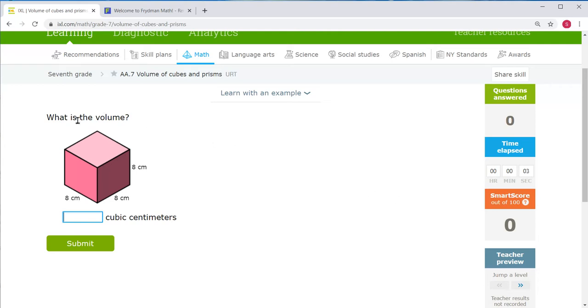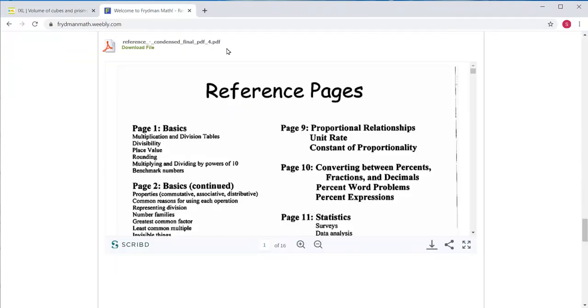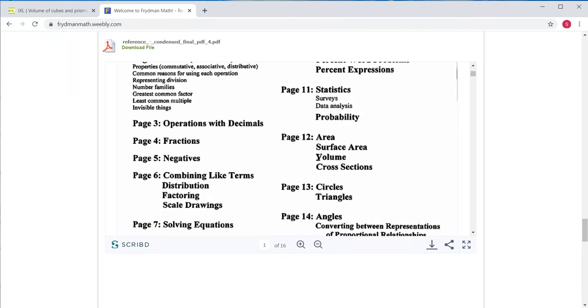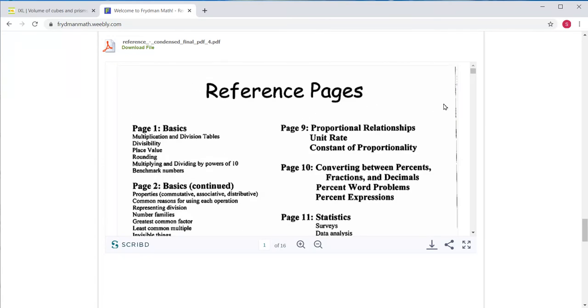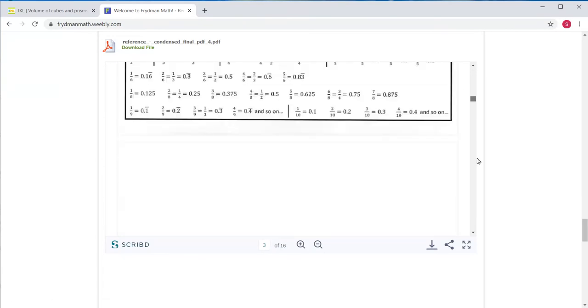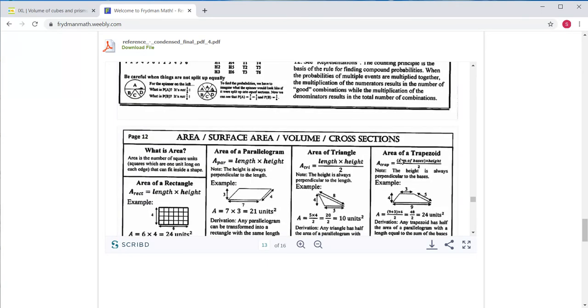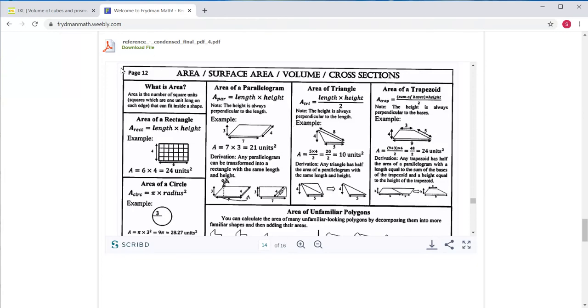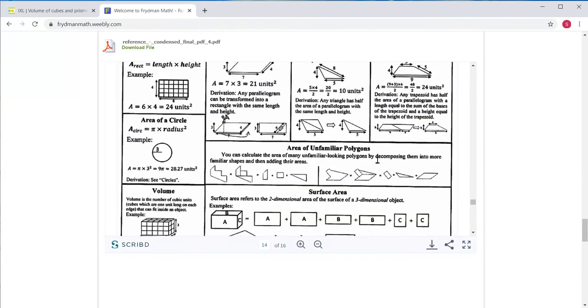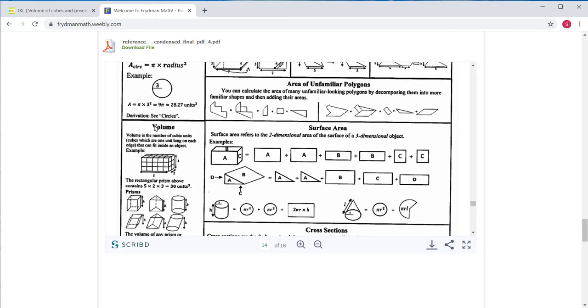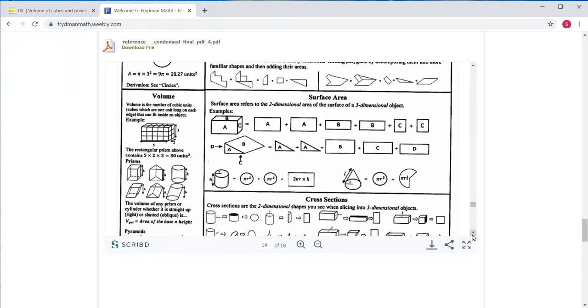Okay, before we do this, let's head over to frydmanmath.weebly.com. And you can see that volume is on page 12 of the reference pages. So let's go down to page 12. Here it is, page 12. Volume is over here on the left side. So let's read a little bit about what volume is.